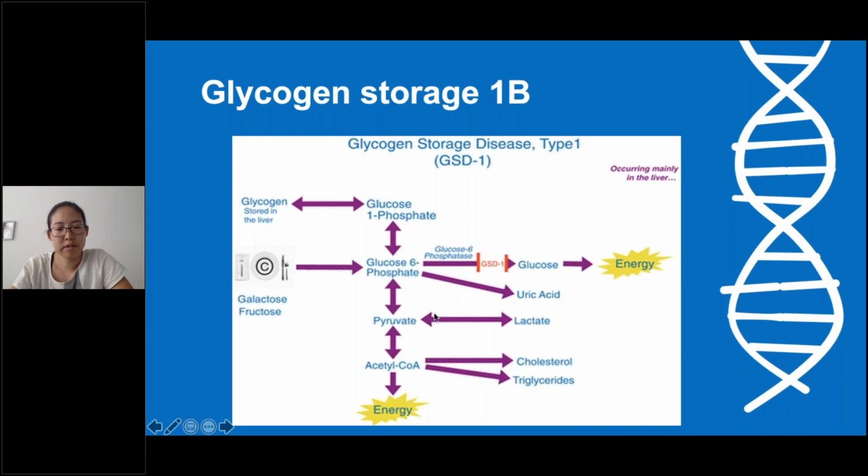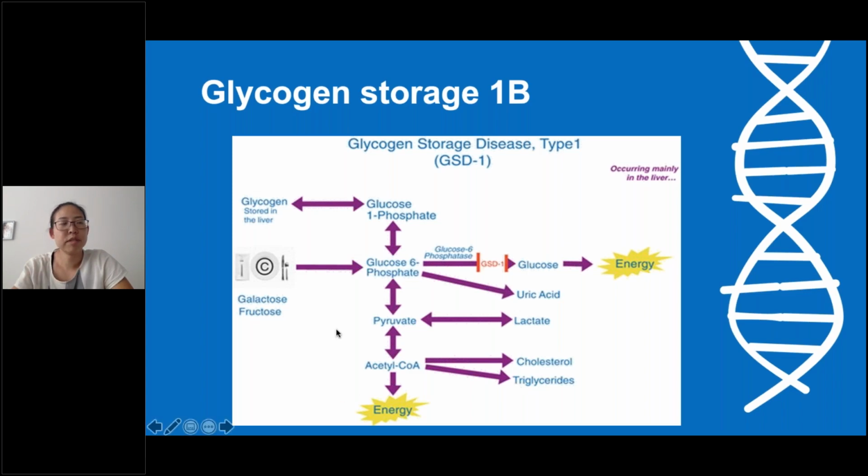So you end up increasing lactates. That's when you see the high lactates. You end up increasing your acetyl-CoA, which increases your cholesterol and triglycerides because it's part of their synthesis as well. And you also get increased uric acid. So as you can see, if these children don't eat or don't get feeds, they are stuffed because literally what they're eating is keeping their sugar levels stable.